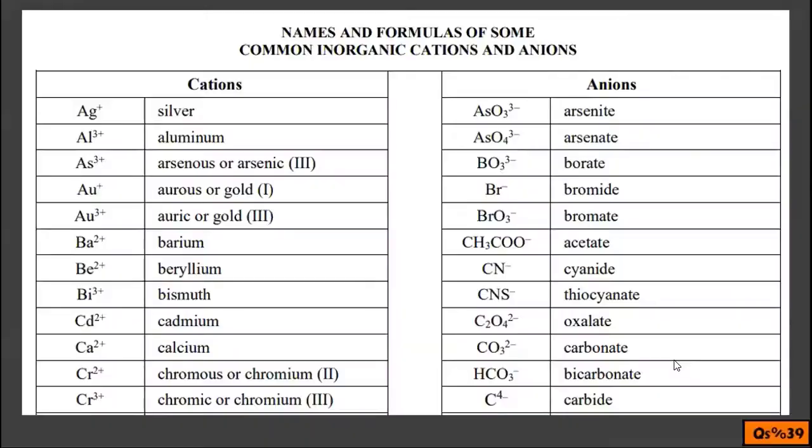We have here examples of cations and examples of anions. This is also called the ionic table, and for sure you are familiar with this because it's your project, right? And we are going to talk more about this in our next lesson, so soon.